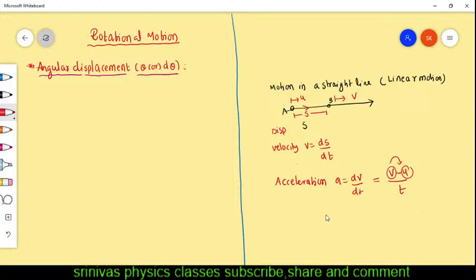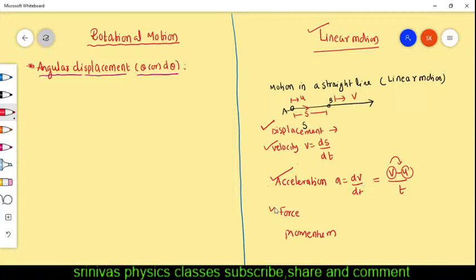Okay, that is acceleration. Now these are the terms: displacement, velocity, acceleration, and in the laws of motion chapter we discussed force and momentum. These all belong to linear motion. That means when an object moves in a straight line, these terms are used. Displacement we simply call displacement, but it is linear displacement. Velocity is displacement by time, it is linear velocity. Acceleration is change in velocity by time, linear acceleration.